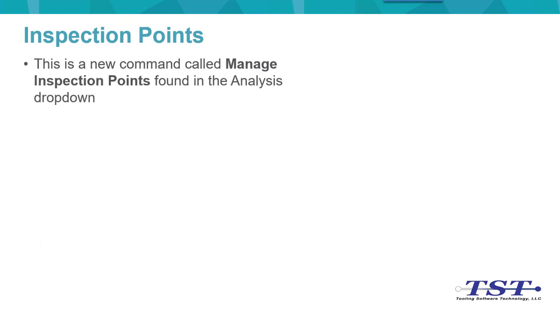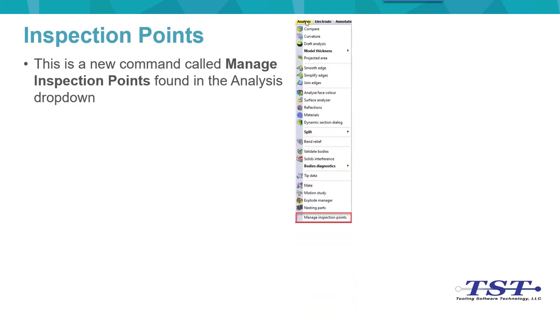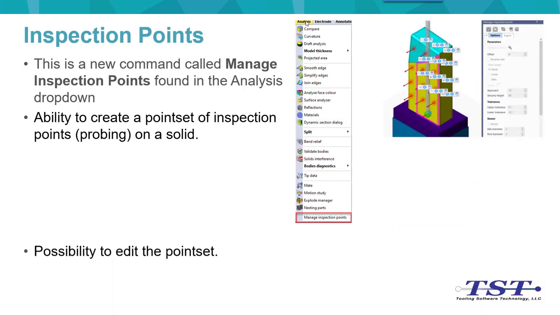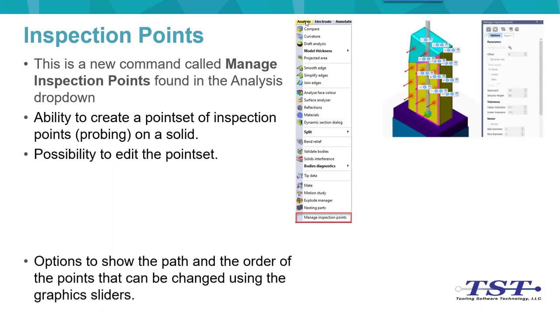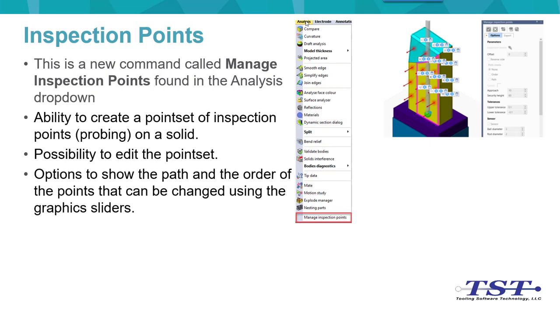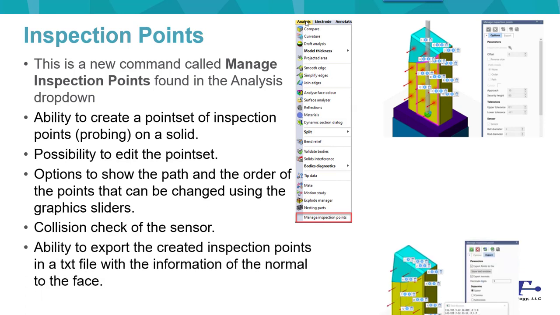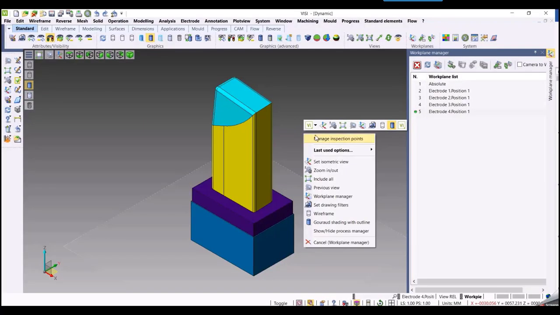Inspection points. There's also a new command in the analysis dropdown called manage inspection points. This allows you to have the ability to create a point set for probing on a solid. And it's possible to edit each point set as well, and it gives you the option to show a path by the order of your point sets or by the order of how you're selecting using the graphic sliders. This also allows you to check the collision of a sensor, and has the ability to export out a text file showing all of your points. So here's just a quick video of that.